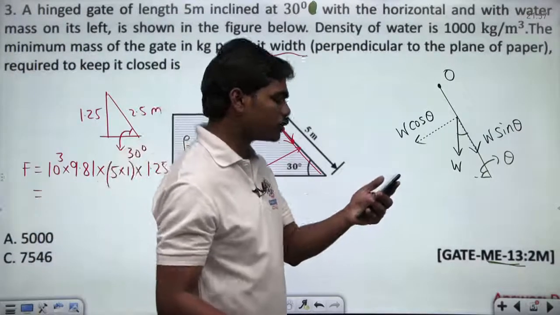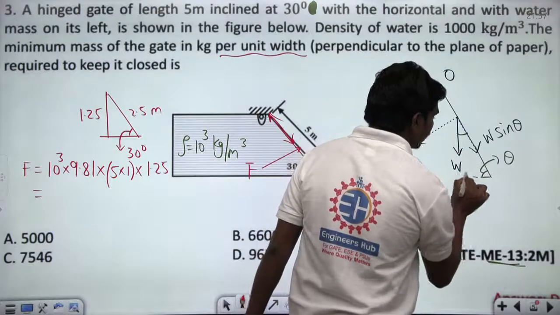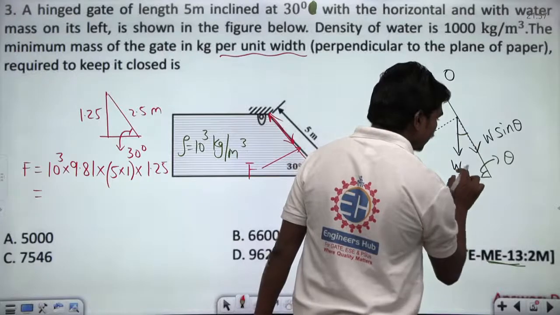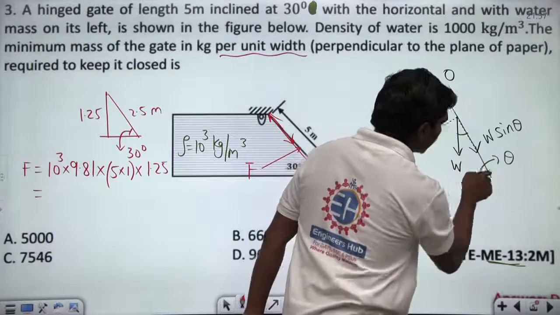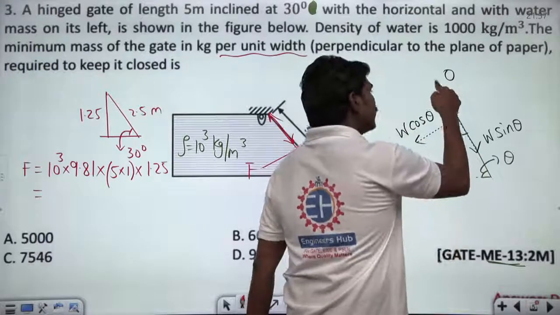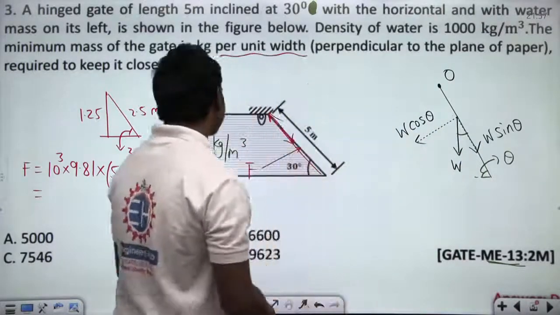Okay, someone is having doubt. So how 90 minus theta? Look, if I extend this and join here, this will be one triangle and this angle is 90. Or else you can also observe the angle between this line and this horizontal is theta. So definitely the angle between this line and this vertical will be 90 minus theta. Okay, so that's the reason.